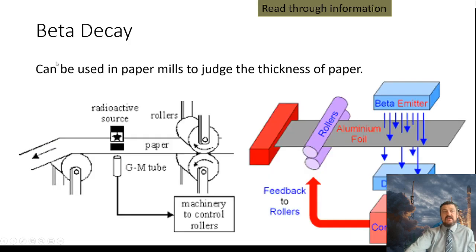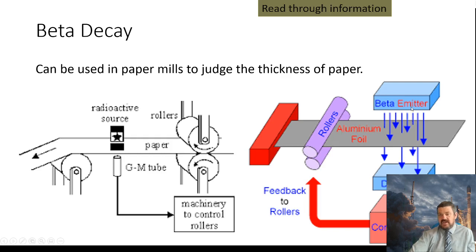Now we've got beta decay. This can be used in paper mills to judge the thickness of paper, or it can be used to judge the thickness of aluminium foil. So if we look at the foil, we've got a beta emitter and then we've got a detector. If the foil gets too thick, the detector can't detect the beta decay. So the rollers will adjust to make the aluminium foil thinner.